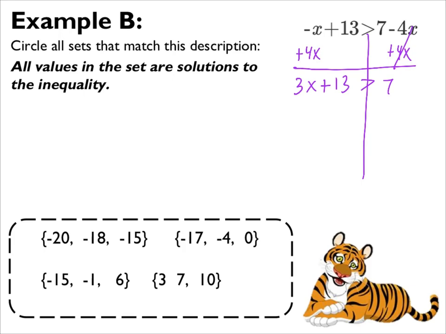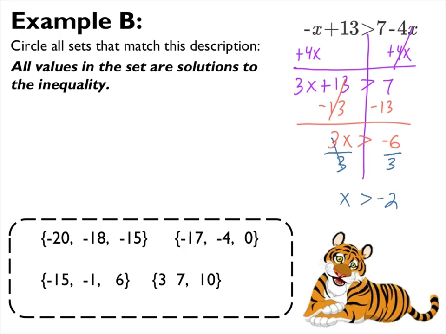Now I need to move my constants by subtracting 13 on both sides of my inequality. Positive 13 and negative 13 cancel. Bring down my 3x, bring down my sign. 7 minus 13 gives me negative 6. Now I need to divide both sides by 3. I'm dividing both sides by a positive number, so even though I'm dividing into a negative number, I am not dividing by a negative number, so my sign stays the same. 3 divided by 3 is 1, or 1x. Negative 6 divided by 3 is negative 2. My answer is x is greater than negative 2.